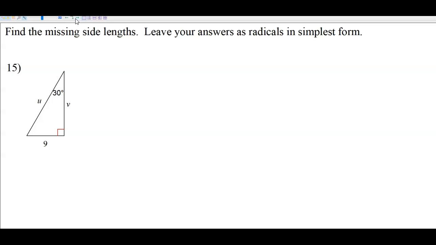See if I can find a good one here. Here's one. So go ahead and pause the video here, give that one a try, and see how you do. All right, there you go. So short leg is given on a 30, 60, 90 right triangle. So if I multiply that by 2, I get 18. And if I multiply it by the square root of 3, I get the long leg, which is 9 radical 3. All right, let's go back and take a look at another example.